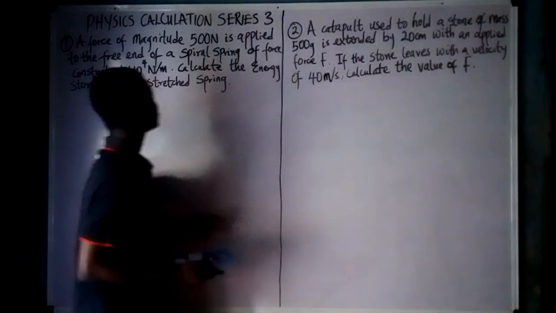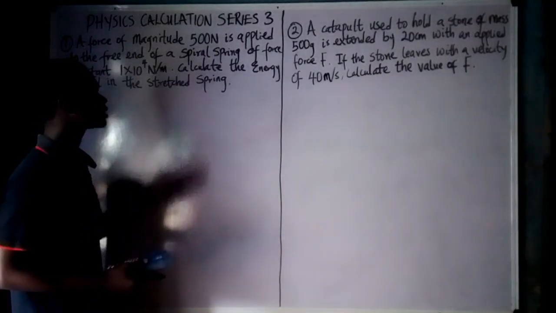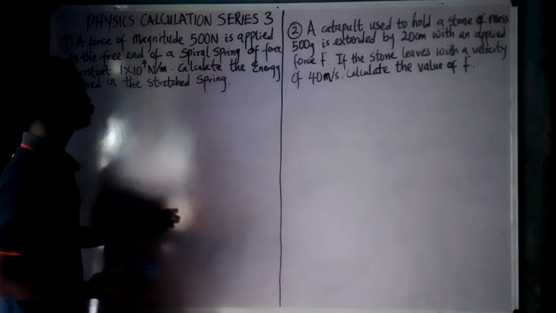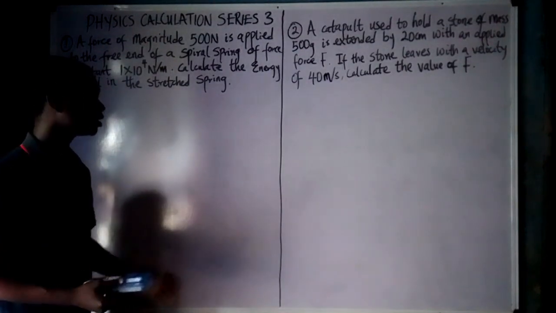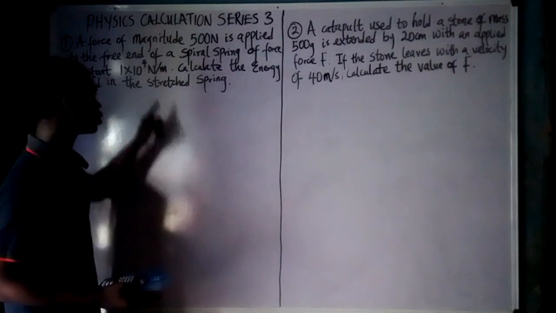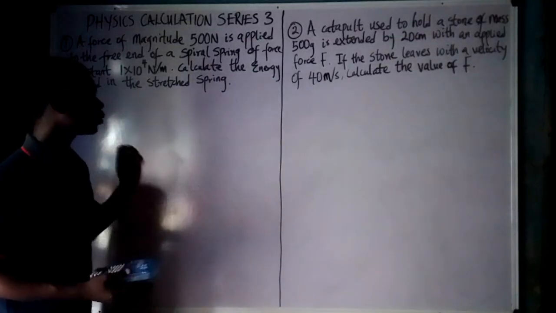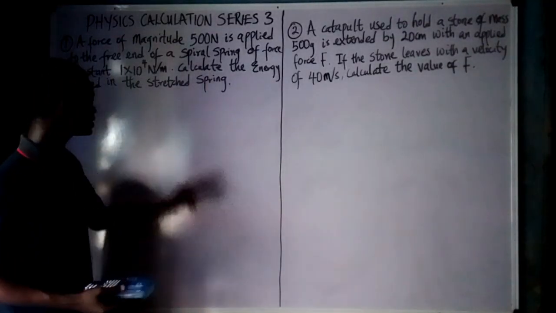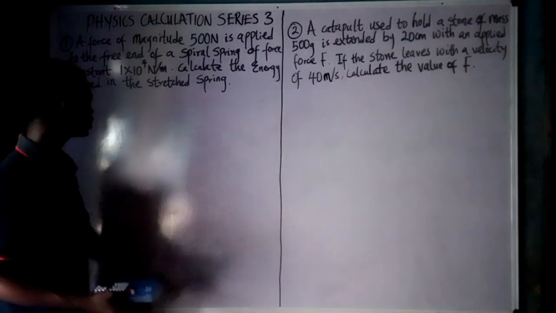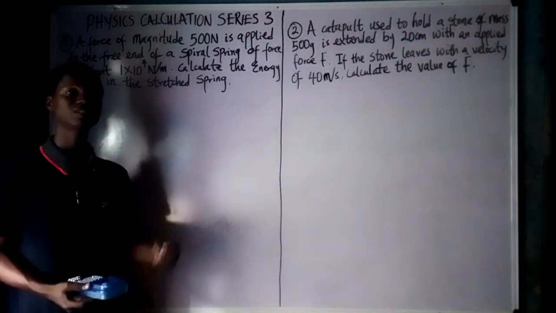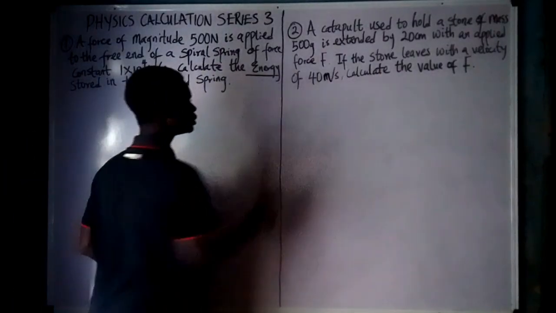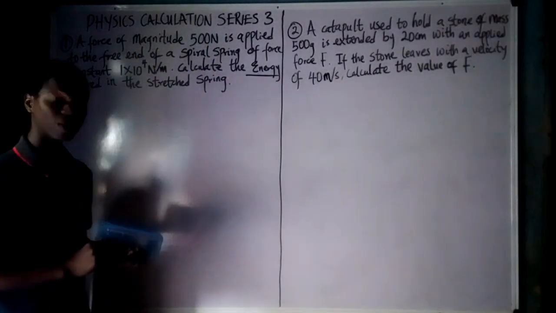It reads, they said a force of magnitude 500 Newton is applied to the free end of a spiral spring of force constant 1 times 10 raised to power 4 Newton per meter. Now what is the question? Calculate the energy stored in the stressed spring. So we are asked to find energy stored. That is the question we are asked to find.